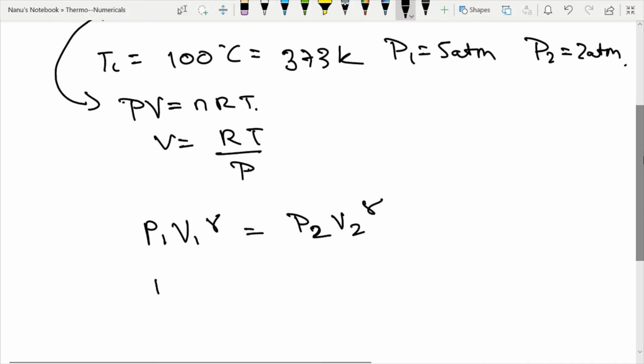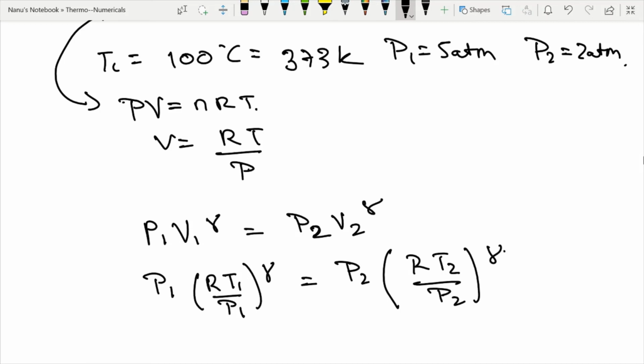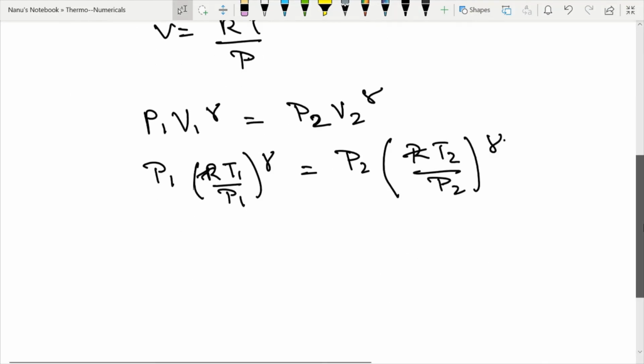V is RT by P. So it will be (R T1 by P1) whole to the power gamma equals (R T2 by P2) to the power gamma. I'm not taking n because n will get cancelled, even R will get cancelled. So R will get cancelled, T1 and P1 will remain, and that will be our equation.